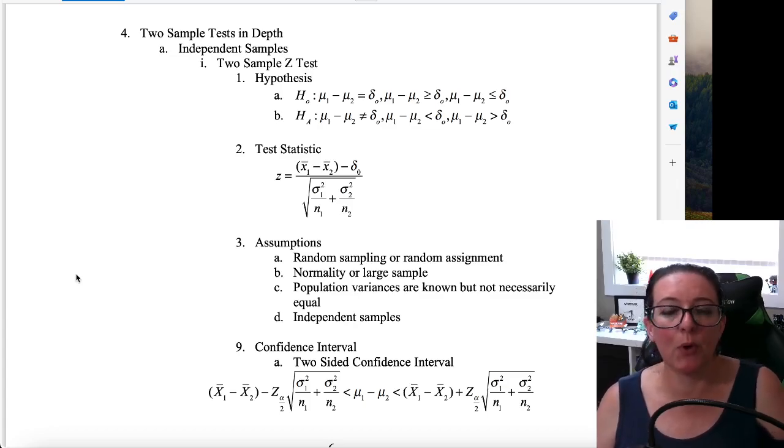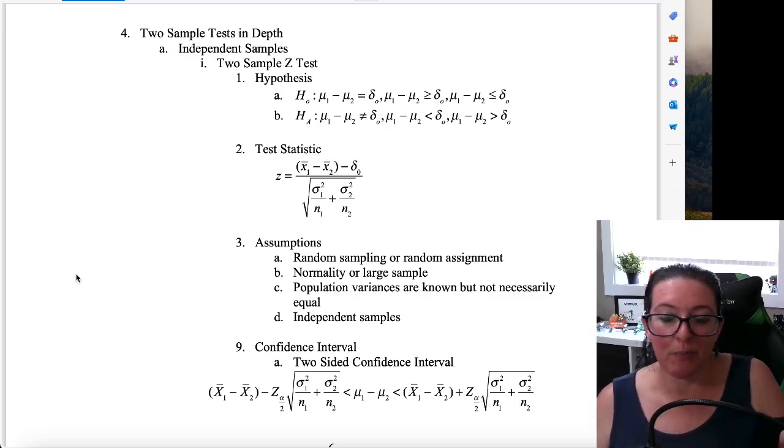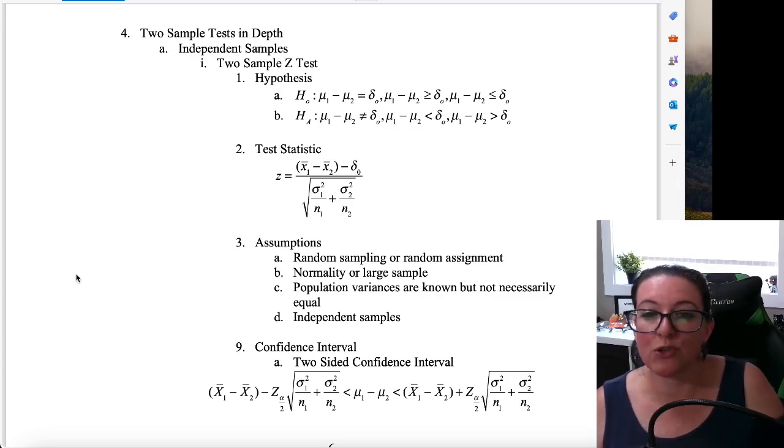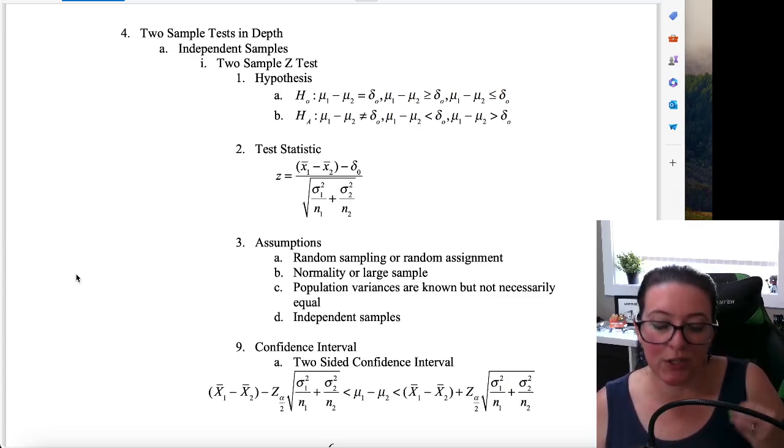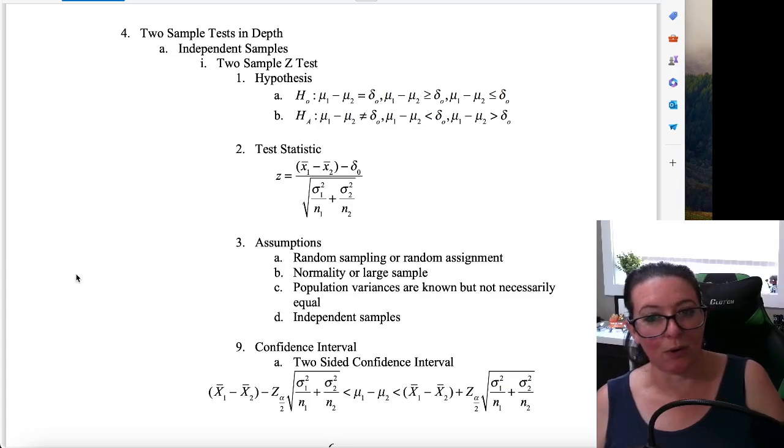So for example, we could look at the difference between the average age of people in Calgary versus the average age of people in Edmonton. And we might have a null hypothesis that says there's no difference between the average age in Edmonton and the average age in Calgary. So the difference, we could say, would be equal to zero. An alternative hypothesis could be that it is not equal to zero.